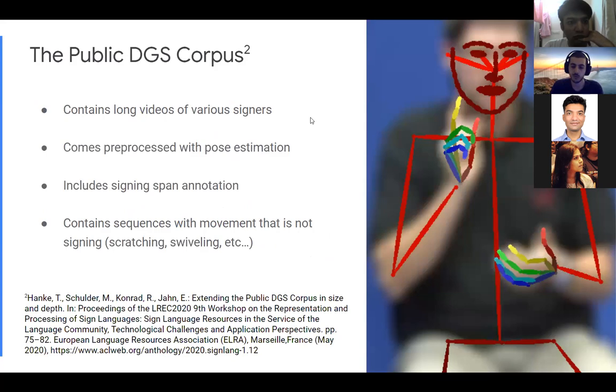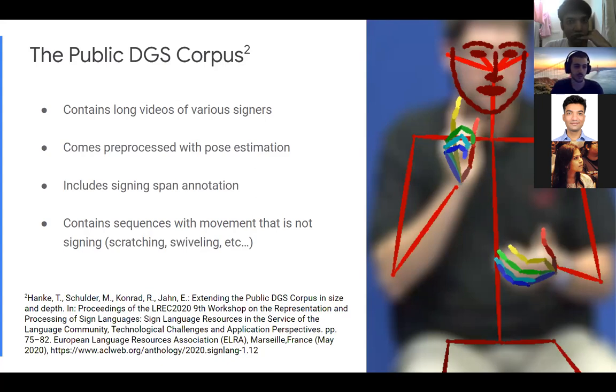So in order to do that, we had to find some kind of data of people signing and not signing, where we know where and when they are signing in which frames. Luckily for us, there is a data set called the public DGS corpus. DGS stands for German Sign Language. And it contains long videos of people signing in conversations, like 10 minutes per video. It comes pre-processed with pose estimation.